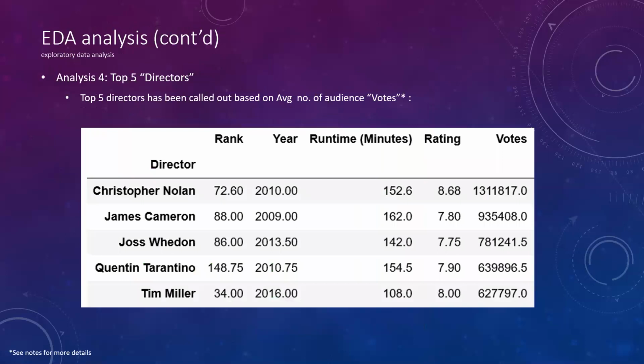With that, I'll just jump to the next set of analysis that we did, which is the top 5 directors, which is basically, again, the number of votes. When I say votes, it's basically the public audience who has given the votes. If we look at the average number of votes and, based on that, the top 5 directors, it's been like this: Christopher Nolan, James Cameron, Joss Whedon, Quentin Tarantino, and then Tim Miller. These are the top 5 directors with the highest average number of votes, right?